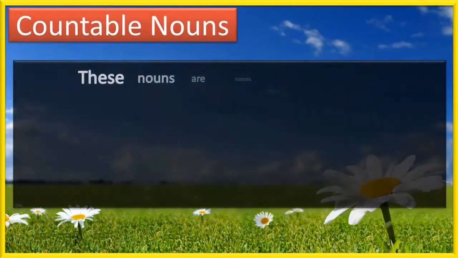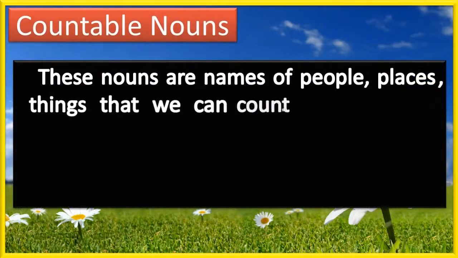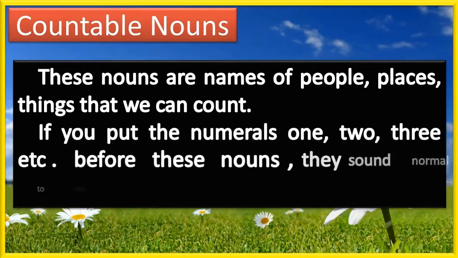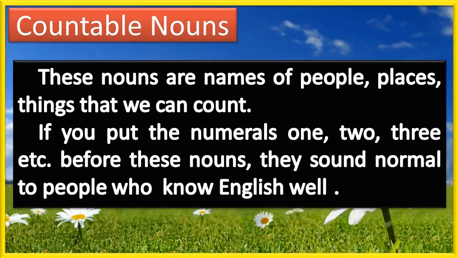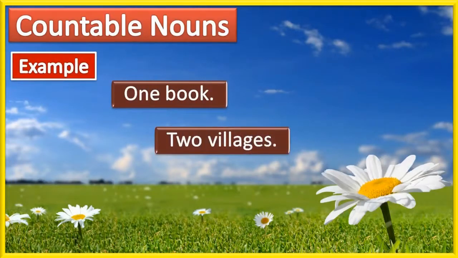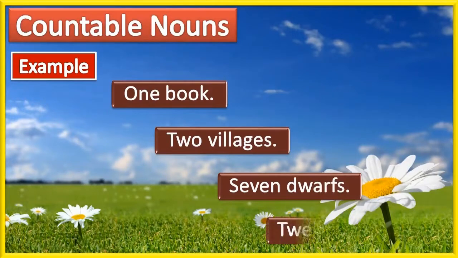Countable nouns. These nouns are names of people, places, things that we can count. If you put the numerals 1, 2, 3, etc. before these nouns, they sound normal to people who know English well. For example, 1 book, 2 villages, 7 dwarfs, 12 apostles.